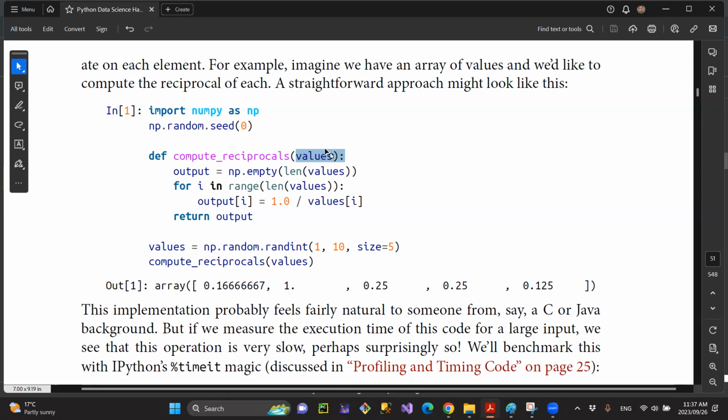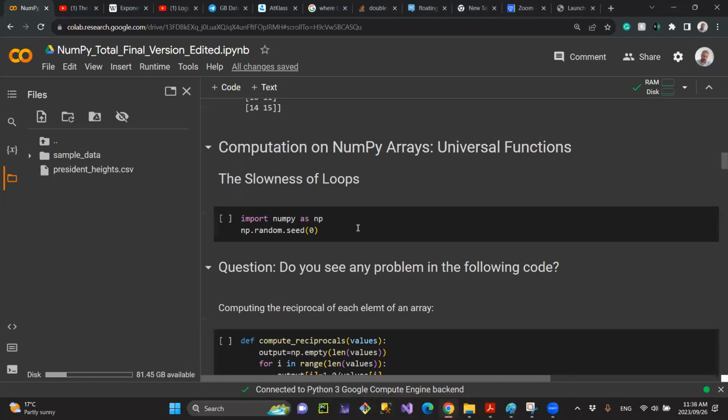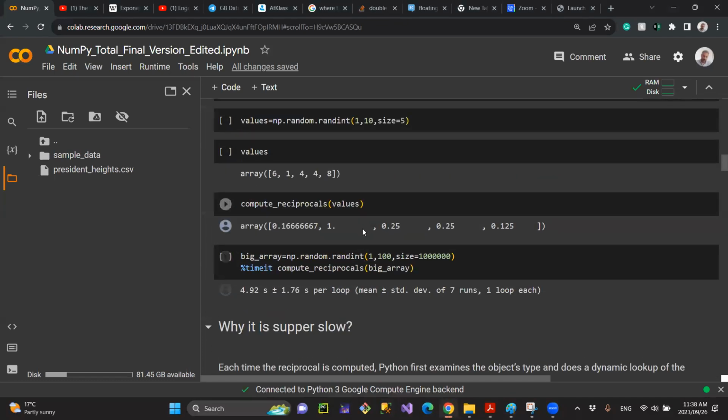Let me just give you one example. Imagine that, remember, the seed was 0. If I said, let's have random integer numbers between 1 to 10, and what is the size of the array? 5. And then calculate the reciprocal.